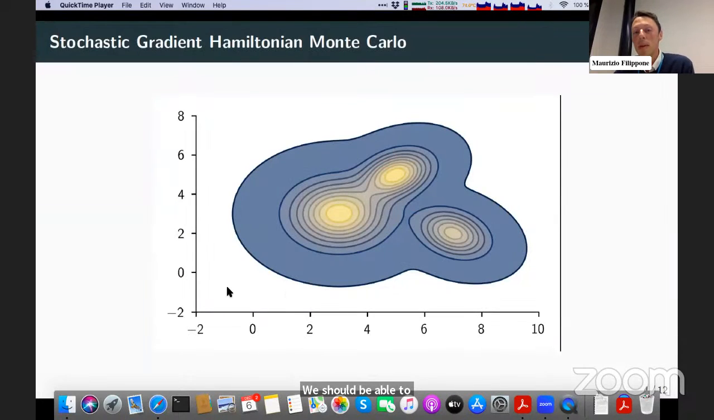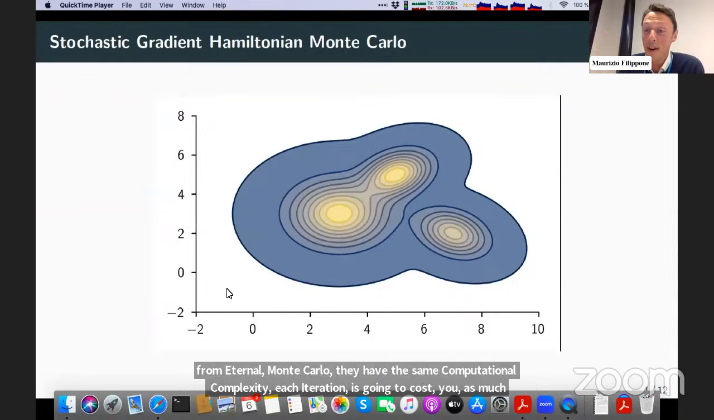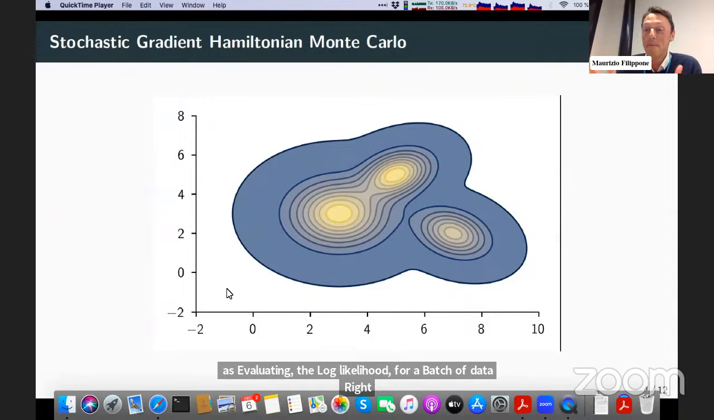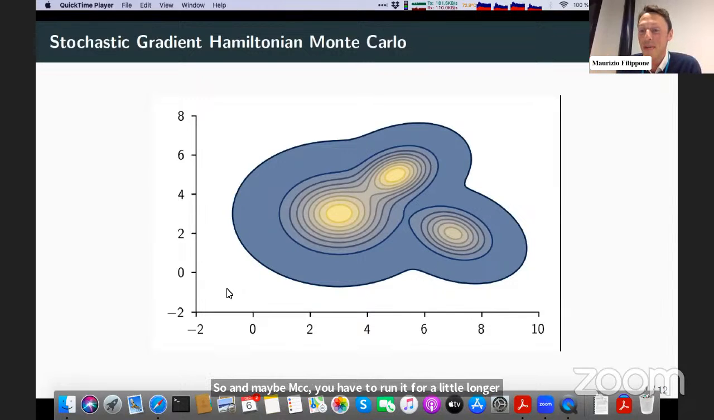And so now with this short introduction to these methods, I just wanted to say that today, variational inference and stochastic gradient Hamiltonian Monte Carlo have the same computational complexity. Each iteration is going to cost you as much as evaluating the log likelihood on a batch of data, right? So maybe with MCMC you have to run it for a little longer, but my position at least is that we should not exclude Markov chain Monte Carlo from the outset. And if we really care about uncertainties, maybe we should invest the time to run this Markov chain for long enough to obtain sensible uncertainties.